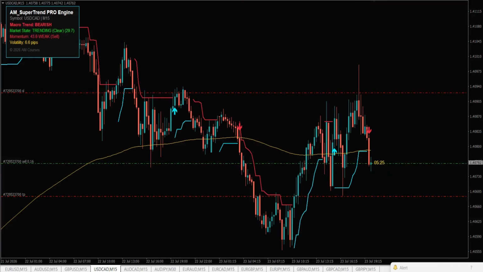The stop goes above the recent swing, the target goes below toward the previous structure, and the order is placed. And straight away, the market refuses to cooperate.